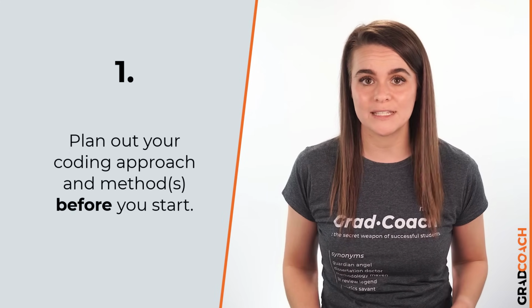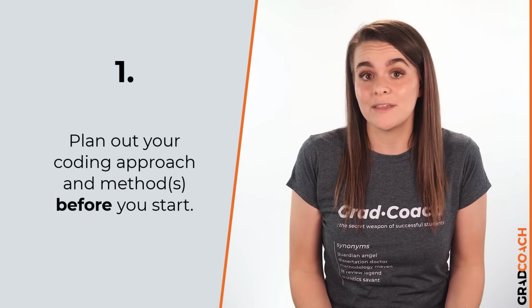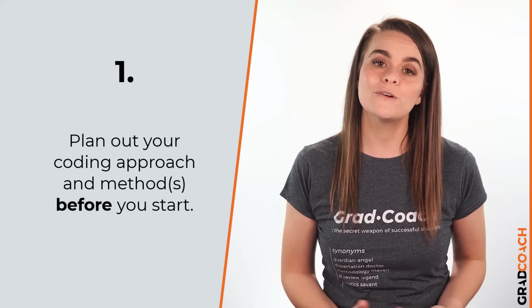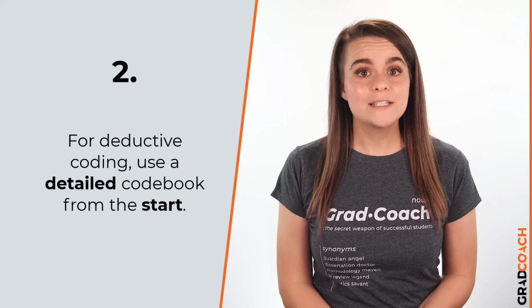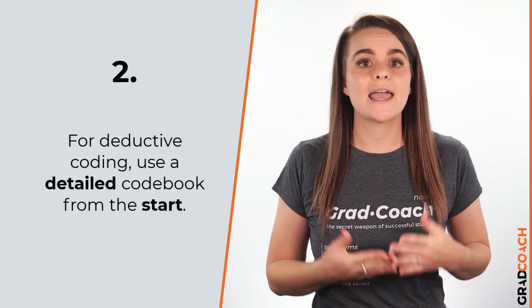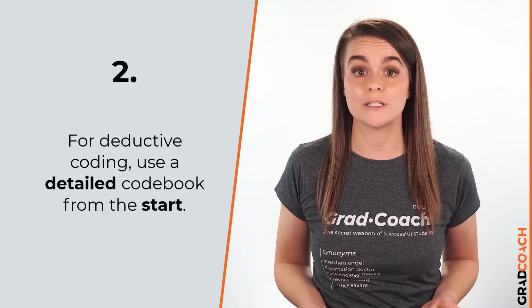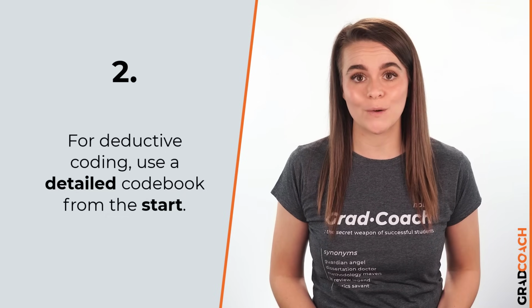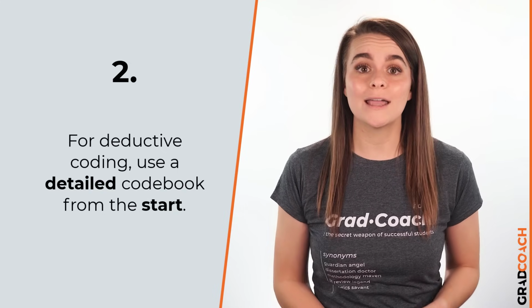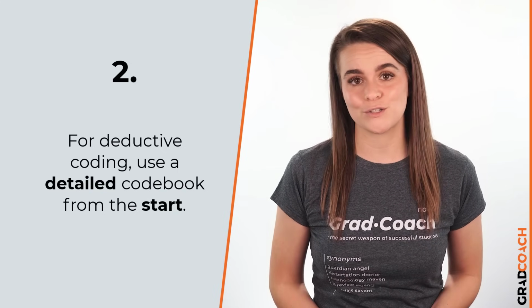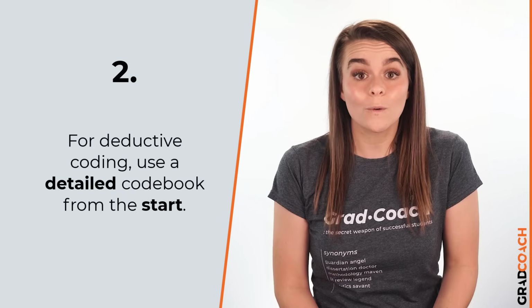Alright, now that we've covered both the what and the how of qualitative coding, I want to quickly share some general tips and suggestions to help you optimize your coding process. Let's rapid fire. 1. Before you begin coding, plan out the steps you'll take and the coding approach and method, or methods, you'll follow to avoid inconsistencies. 2. When adopting a deductive approach, it's best to use a codebook with detailed descriptions of each code right from the start of the coding process. This will ensure that you apply codes consistently based on their descriptions and will help you keep your work organized.